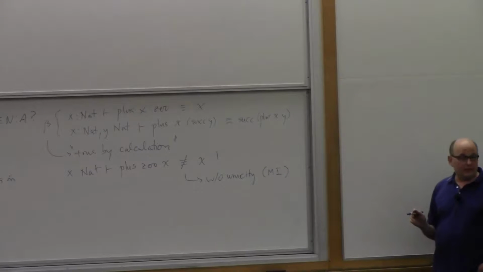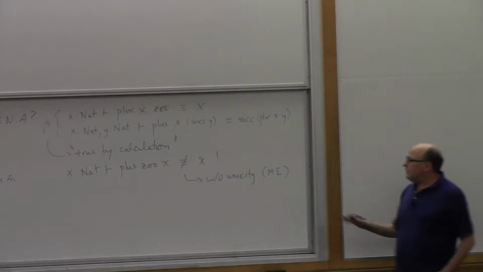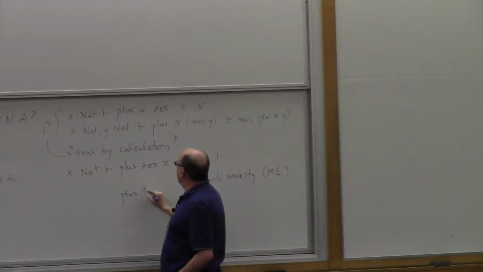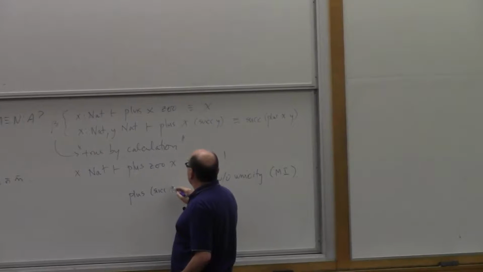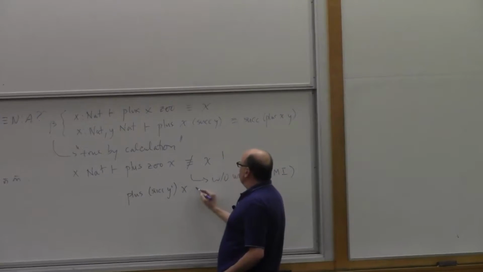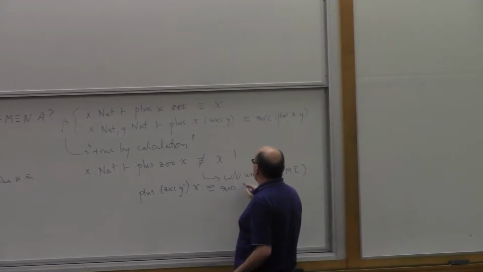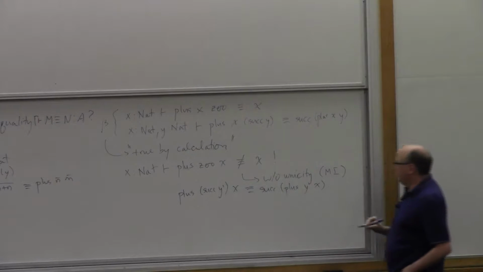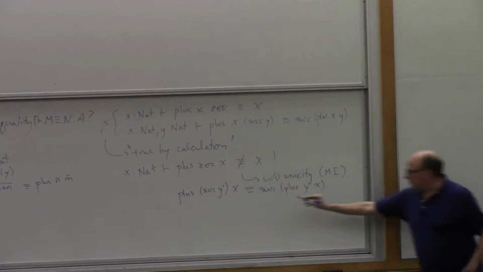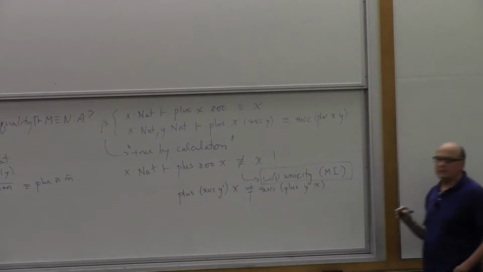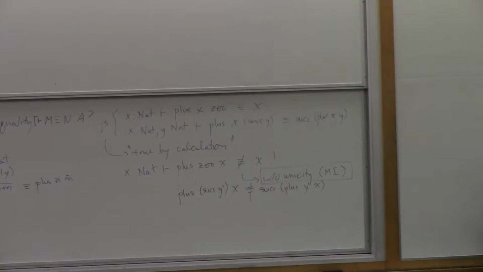And many people, and it's perfectly understandable, many people, and by the way, the analogous thing, you will not be able to show the successor of some, I guess I should call that y prime for symmetry. You will not be able to show that this is the successor of plus of y prime and x. Okay, because this will not be the case without the unicity, unless you have that unicity principle.